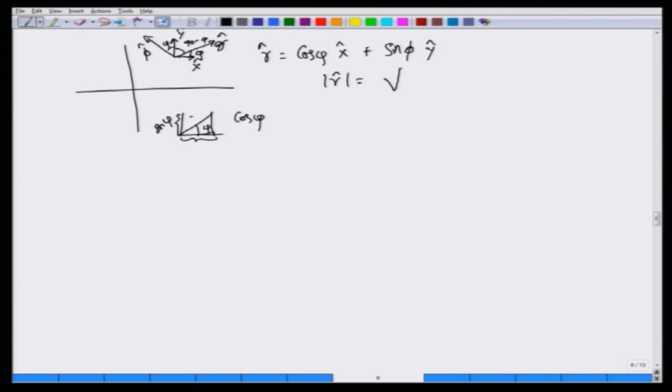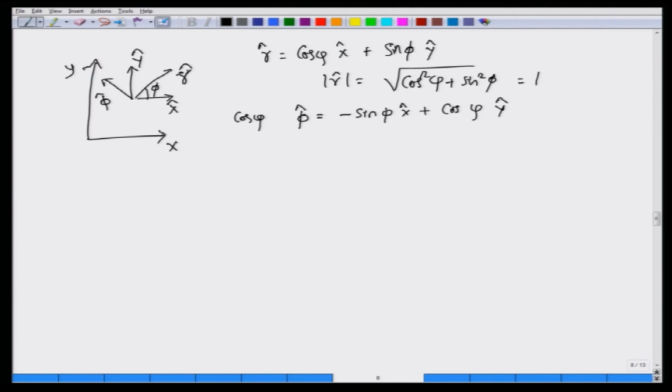Yes, because this will be equal to the square root of cos square phi plus sin square phi, which is equal to 1. Similarly, you can show that the unit vector for phi can be written as, because this is phi in this particular direction, phi along y will be cos, and phi along x will be pointing in the negative direction. So, the phi hat vector, or the unit vector along phi, is given by minus sin phi x hat plus cos phi y hat. Okay. So, I sort of talked about a vector along a particular direction.